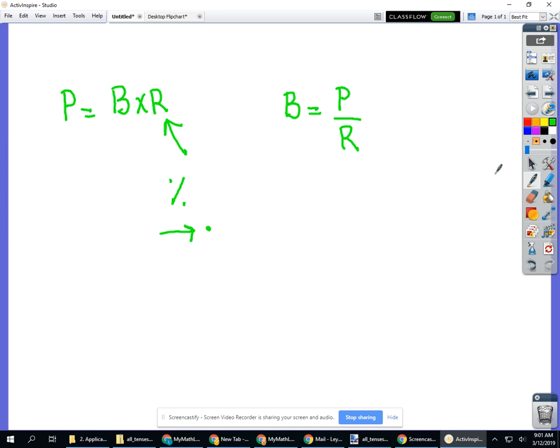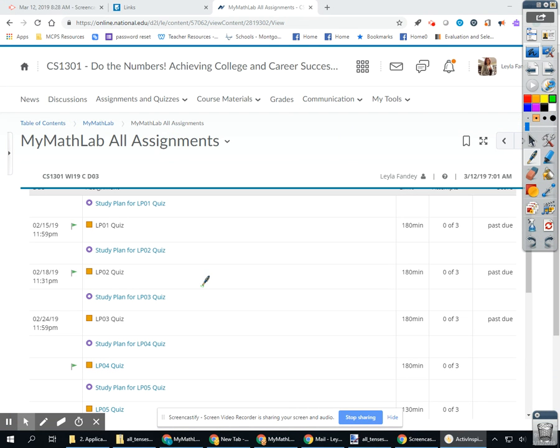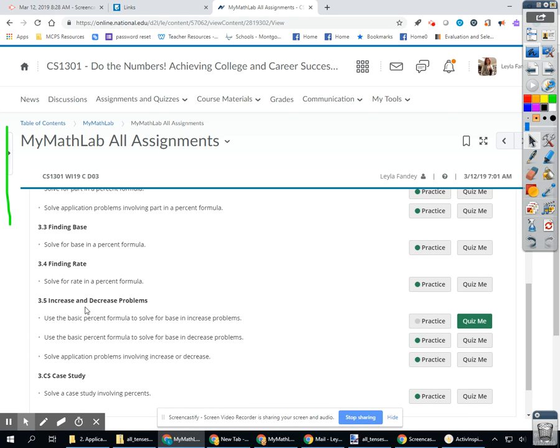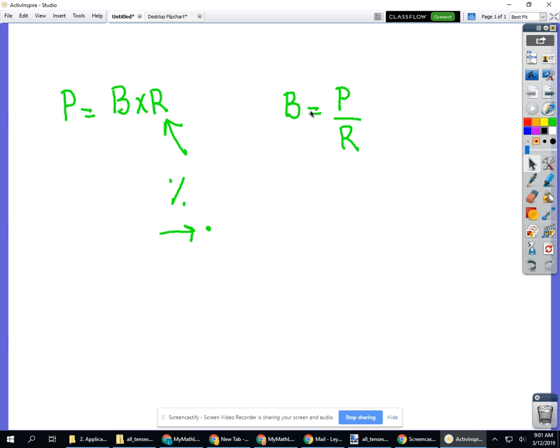So in this case, let me go to some of the examples over here that you have. So let's take a look at this line right here, okay? And finding rate, okay? For example, this is finding base, finding rate, finding base. So if you want the base, then you use this formula right here. Base equals part over rate.